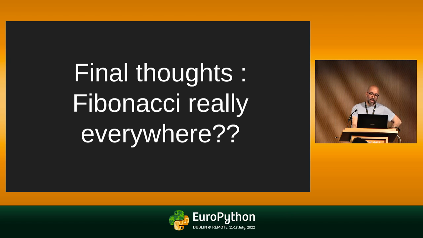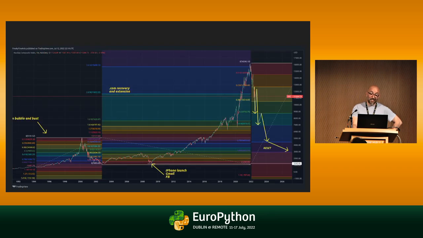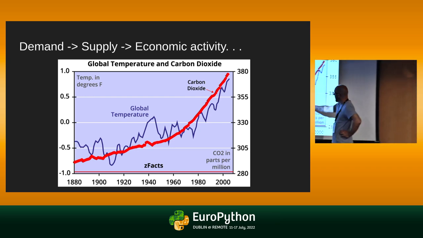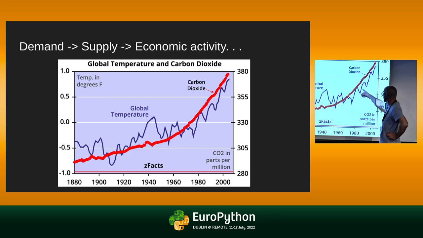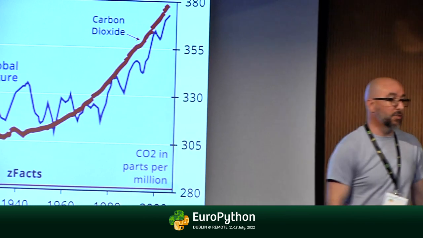Final thoughts. Is Fibonacci really everywhere? Yeah. There's the S&P cycle breaking down. There's the previous bull run and this bull run. There's the NASDAQ, the dot-com boom and bust. We're heading for a very severe reset in that space. And there's carbon dioxide, which is absolutely tied to global economics. 1980s crash, 1991 crash, 2000 crash, 2008 crash. Every time the market gets stronger, look at the S&P. Look at the angle of the slopes.